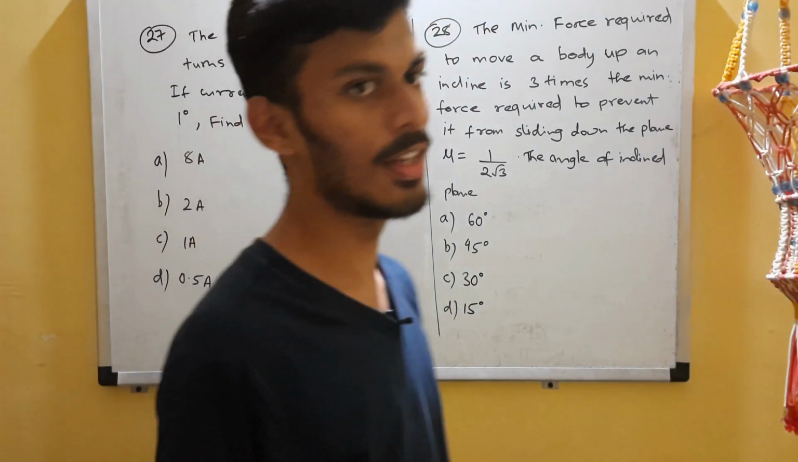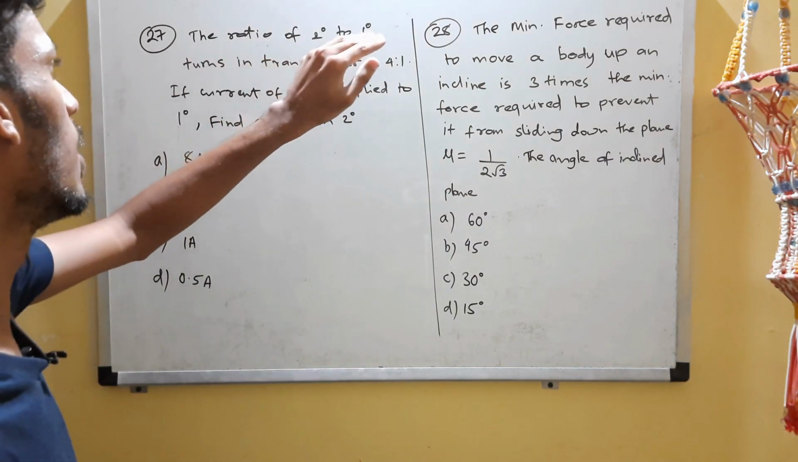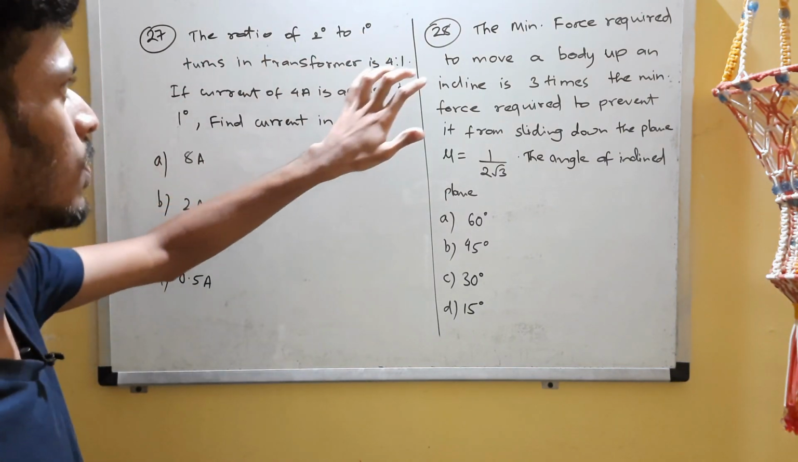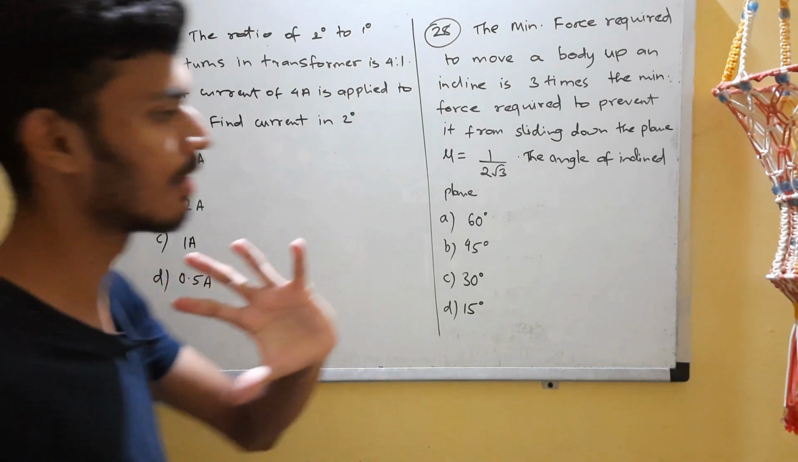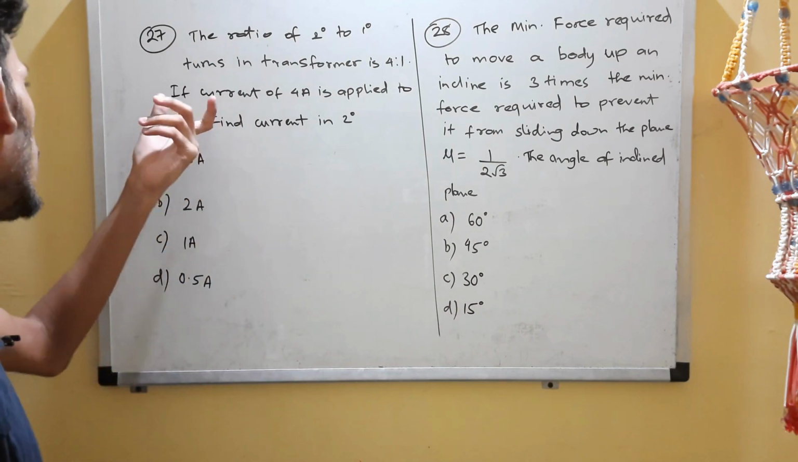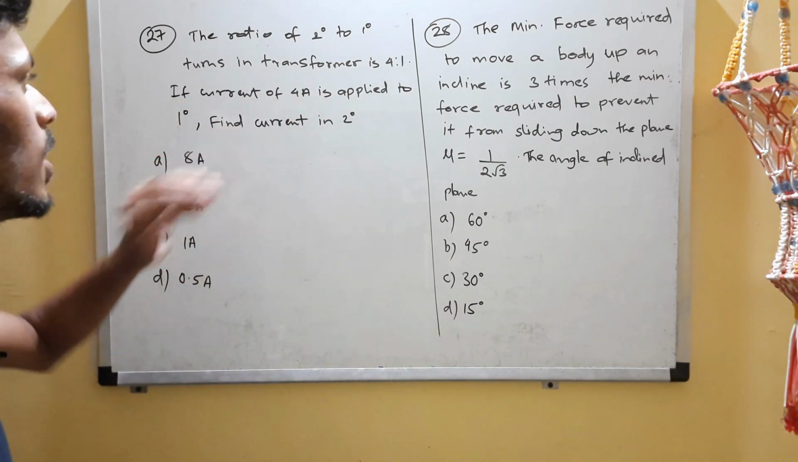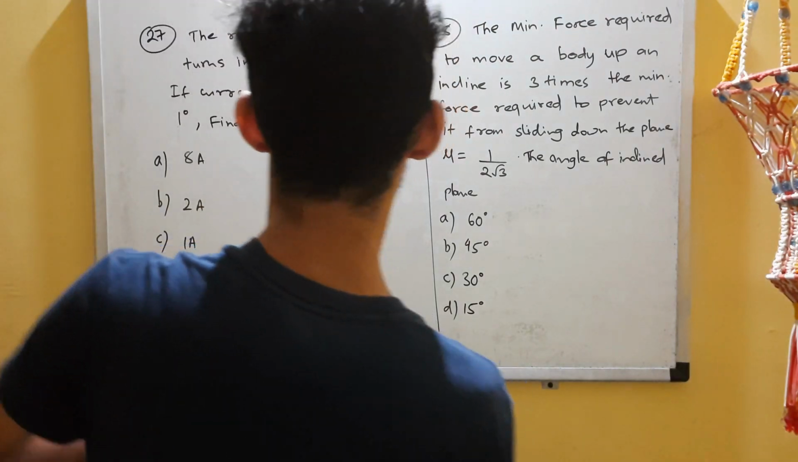So question 27 and 28 over here. In 27, we are told that the ratio of primary to secondary number of turns in a transformer is 4:1. So you can see that the number of turns in the secondary coil is less. So it's a step down transformer anyways. If the current in the primary coil is 4 amperes, you are supposed to find the current in the secondary coil. Very, very simple question.